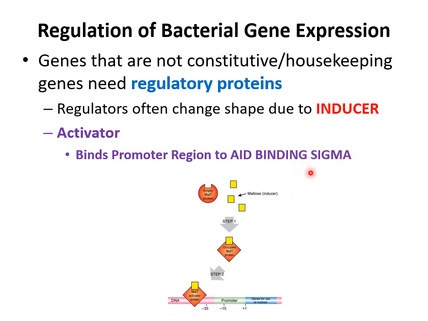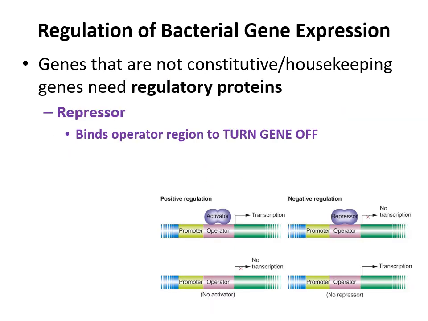So if you remember, sigma sees the promoter, that's part of the RNA polymerase. So having this activator here will help in the binding of sigma, which means the binding of the polymerase to that gene's area to help get things activated. Okay, so it's for turning on the gene.